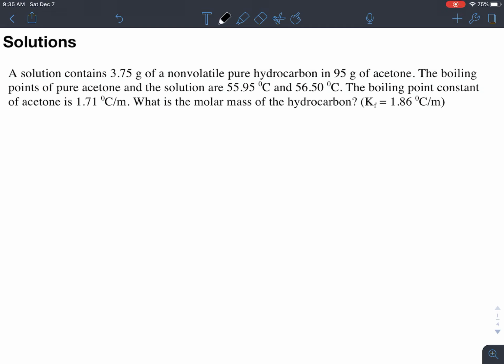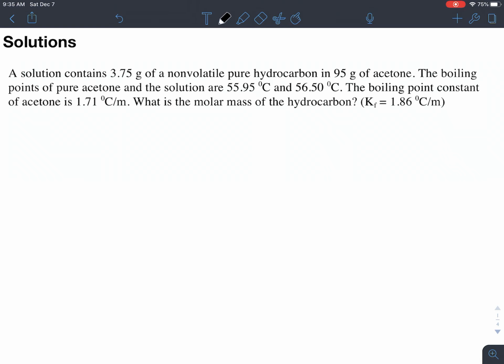Solutions have to do with vapor pressure, boiling point elevation, freezing point depression, and all those things. Sometimes you're given different information to solve for a unit that you know. Let's look at this question.